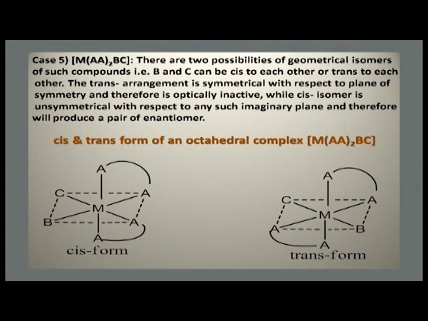Case 5, MAA2BC. There are two possibilities of geometrical isomers of such compounds, that is B and C can be cis to each other or trans to each other. The trans arrangement is symmetrical with respect to a plane of symmetry and therefore is optically inactive, while the cis isomer is unsymmetrical with respect to any such imaginary plane and therefore will produce a pair of enantiomers.